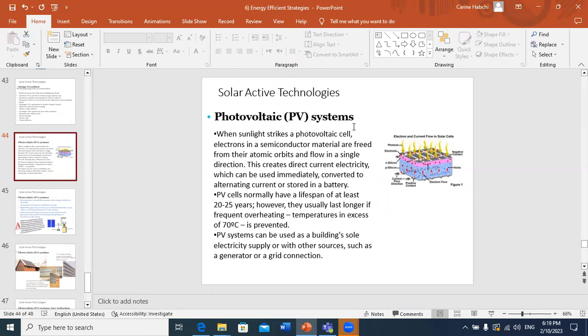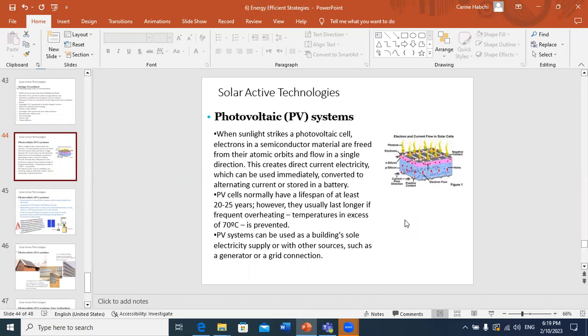When sunlight strikes a photovoltaic cell, electrons in a semiconductor material are freed from their atomic orbits and flow in a single direction. This creates direct current electricity, which can be used immediately, converted to alternating current, or stored in a battery. PV cells normally have a lifespan of at least 20 to 25 years. However, they usually last longer if frequent overheating is avoided, so a temperature in excess of 70 degrees should be prevented.